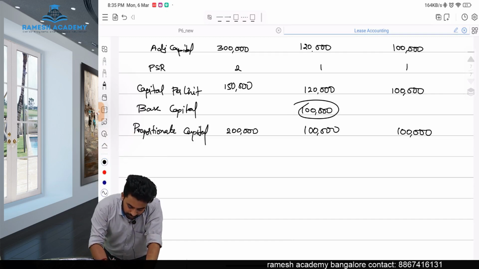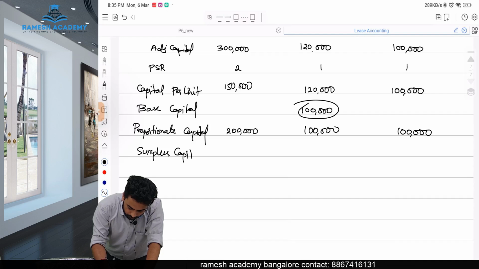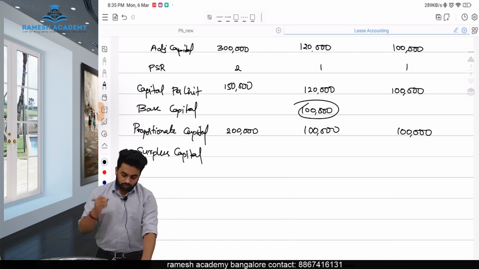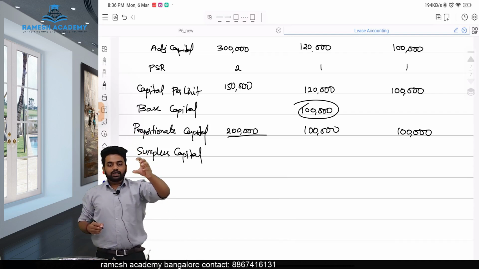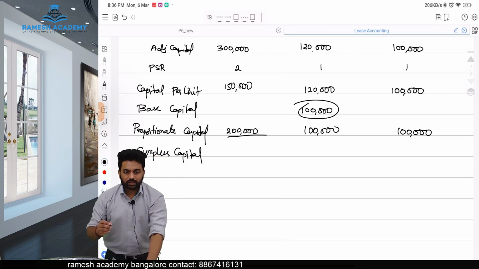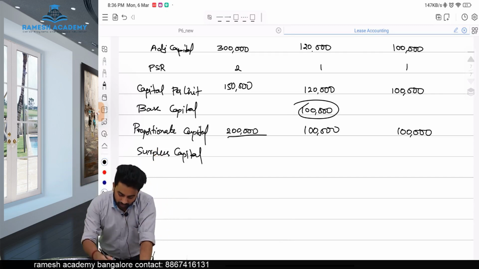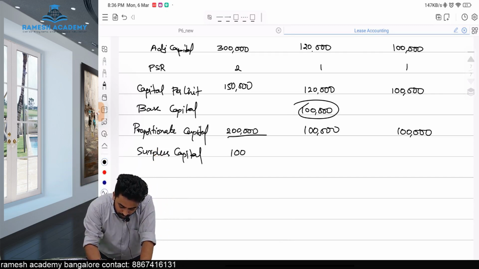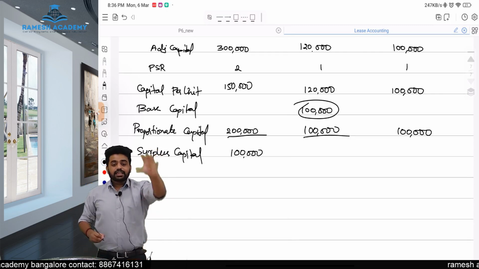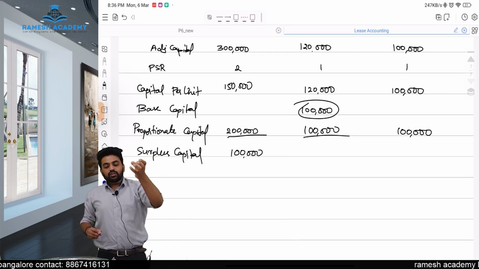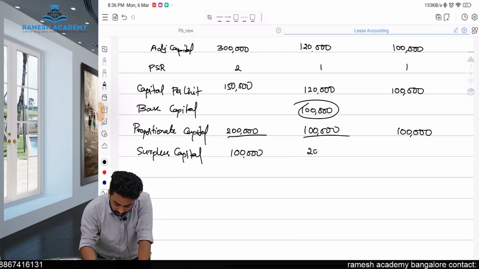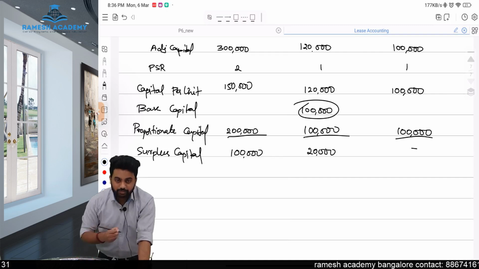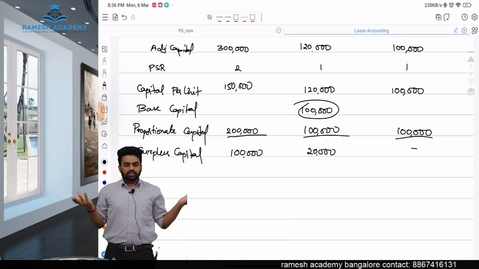We will get a surplus capital now. So what is the surplus capital? A is actually having 3 lakh rupees, but his proportionate capital must have been only 2 lakh rupees as per the base capital. So he is having a surplus capital of 1 lakh rupees. B has a capital of 1,20,000, but as per the proportion he should have only 1 lakh rupees. So 20,000 is a surplus. As we have taken C's capital as the base capital, there is no surplus.